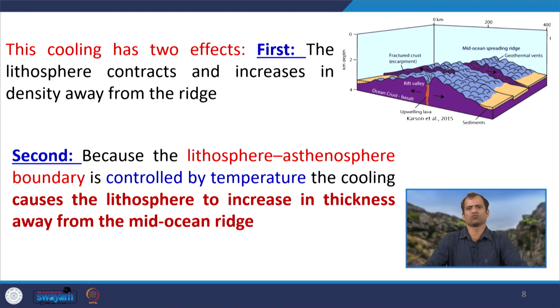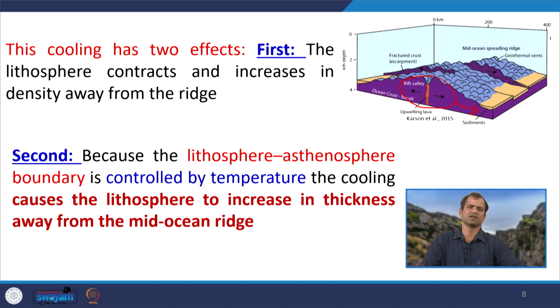So, this cooling has two effects. What is the first one? The lithosphere contracts and increases its density away from the ridge. So, once we are here near to the heat source, these rocks are in the buoyant condition and the rocks are in the expanded condition. Once you are coming away from this heat source, the rocks are contracting. So, the density is increasing.